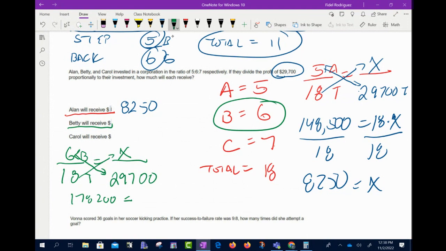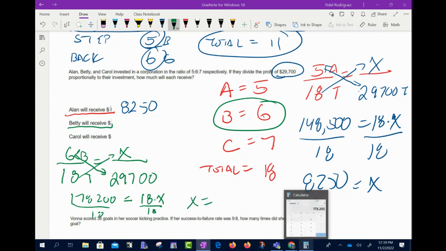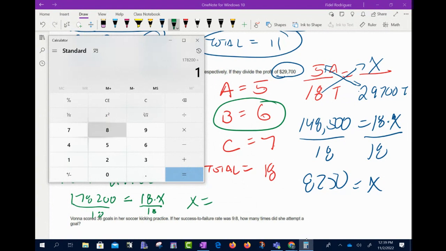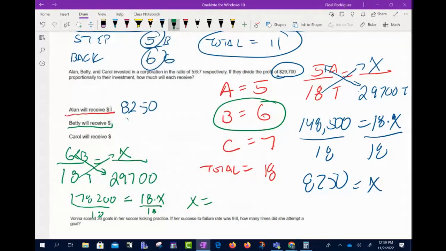And then we're going to multiply here. Look, that's going to give me an 18 times X. And then we're going to divide everything by 18. I know I'm kind of running out of room here, y'all. I apologize. So we're going to divide that by 18. And Betty's going to get 9,900. Okay.